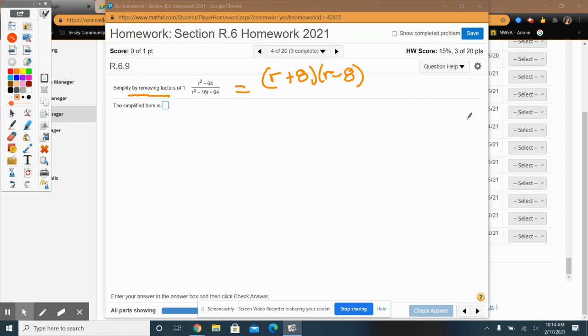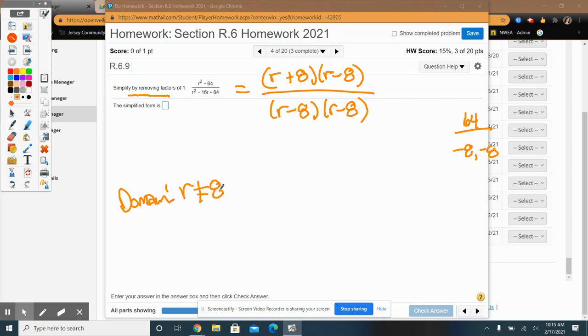The bottom, if you factor and you make your list for -64, the numbers you're going to get to -16 are -8 and 8. So the bottom will be r minus 8 and r plus 8. Now, if I'm going to do the domain, which they're not asking me to do, but I just want you to practice thinking about it, r cannot equal 8.